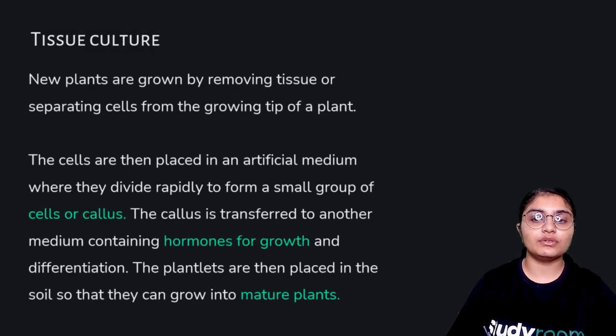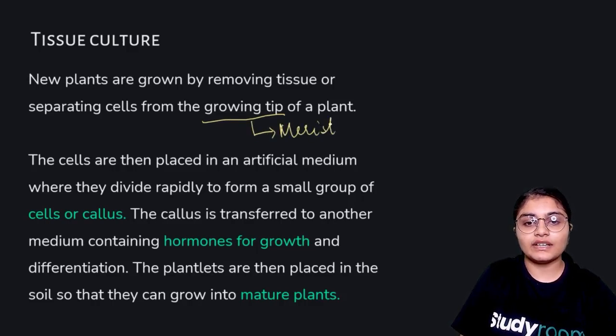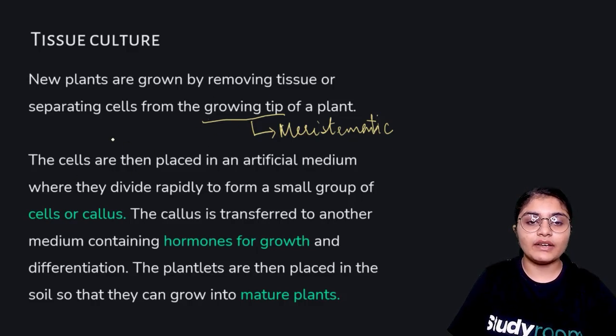Next we have tissue culture. So new plants are grown by removing tissue or separating cells from the growing tip of a plant. Why are we taking a growing tip of a plant? Because in the growing tip we have meristematic tissues. As you might have studied, meristematic tissues are the tissues which help in the growth of plants. So these tissues are present in the growing tip. That is why we take cells from the growing tip of the plant.